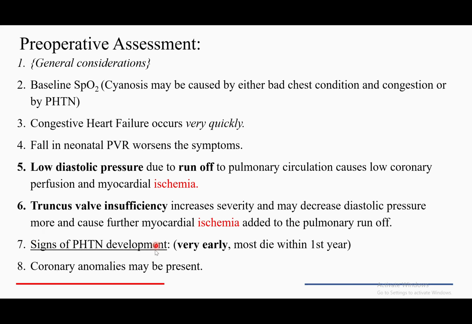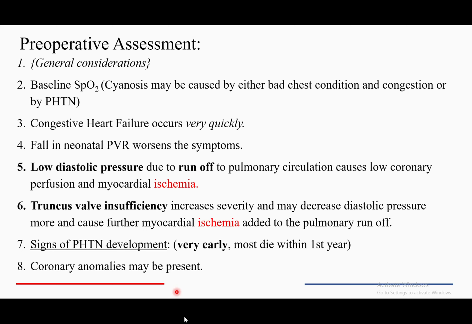Signs of pulmonary hypertension develop very early, and most patients die within the first year. Why does it develop early? Because the pulmonary arteries are large, non-restrictive, and are branches from the ascending aorta or from the truncus. So the closer the pulmonary arteries are to the left ventricle or to the heart, the more the blood flow, the more the congestion, and the more rapidly pulmonary hypertension will develop. Also, coronary abnormalities may be present.